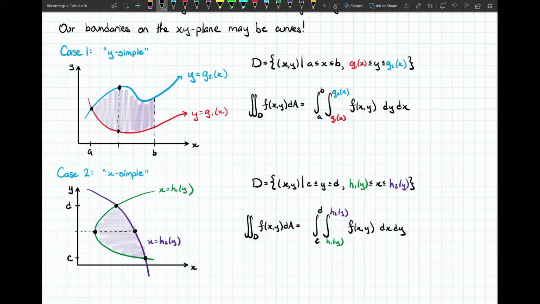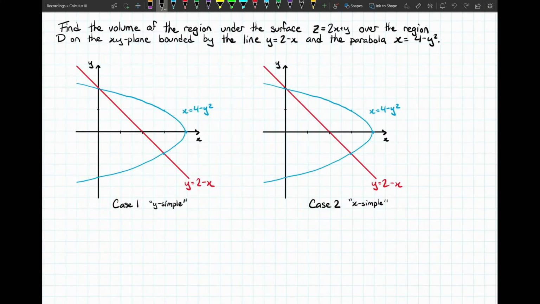Let's take a look at an example of a region and set up both of these different forms, dy dx and dx dy. In this example, let's take a look at finding the volume of a region that is under the plane z equals 2x plus y, and over a region on the xy plane that is bounded by a line, y equals 2 minus x, and a parabola, x equals 4 minus y squared. And you're going to see that one of these is a function of the form y equals g of x, and one of these is a function of the form x equals h of y.